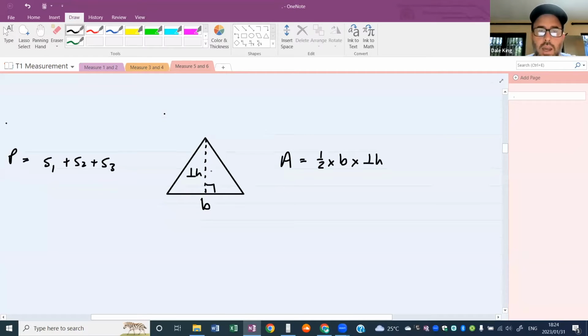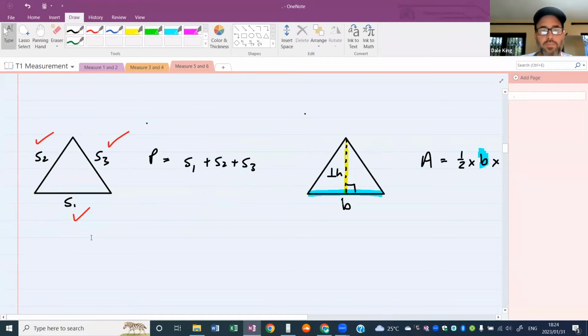So I'm going to highlight the B in my formula for the base. That's this line here at the bottom. And the perpendicular height in my formula is this dotted line that goes up like this. It must come off the base, and it must be at 90 degrees. Then to work out the area, you say half the base's length times the perpendicular height's length. So that'll give you the area of a triangle. All right, let's move on.